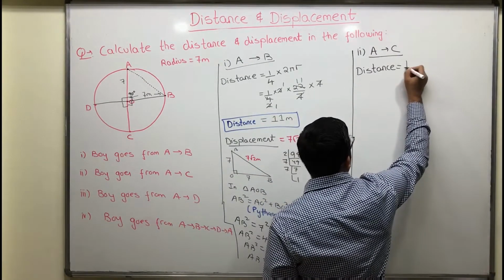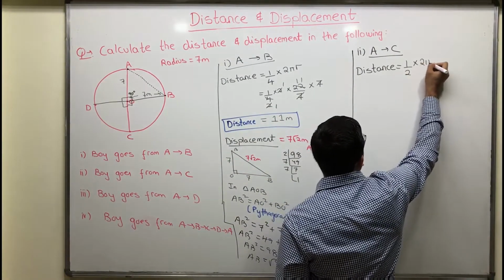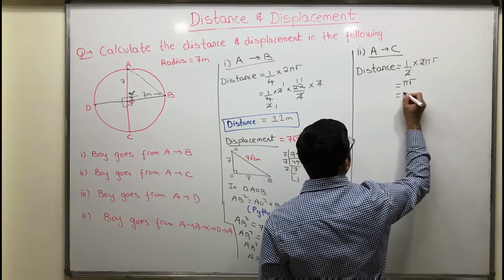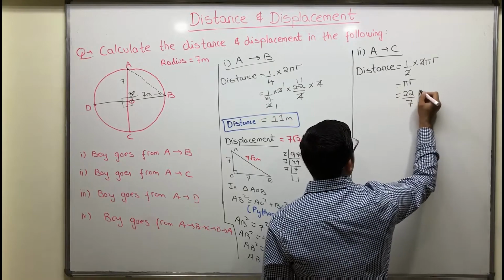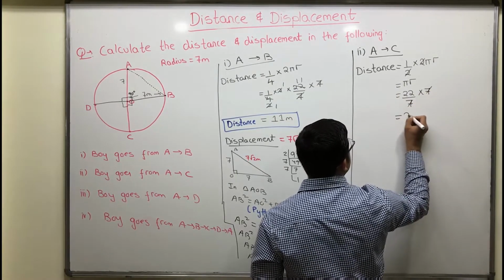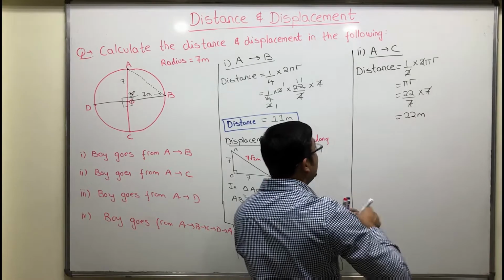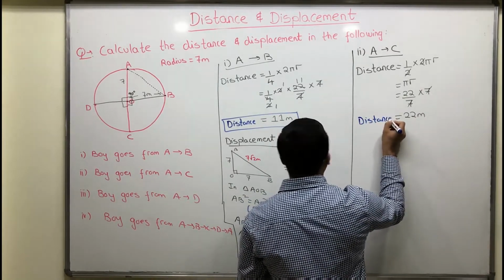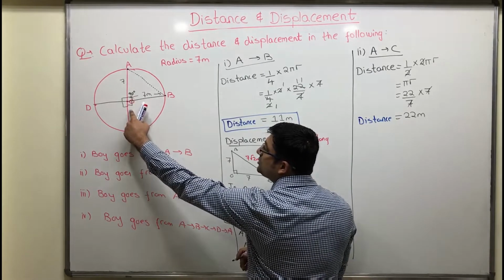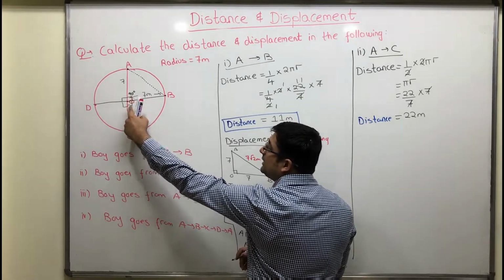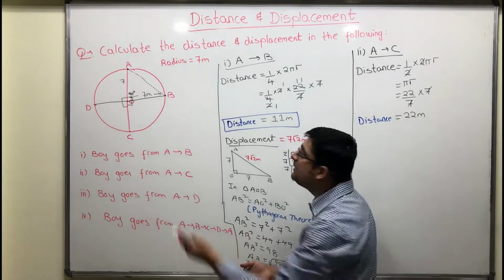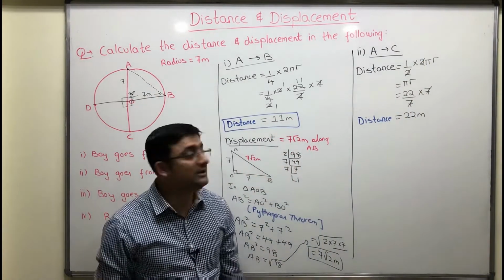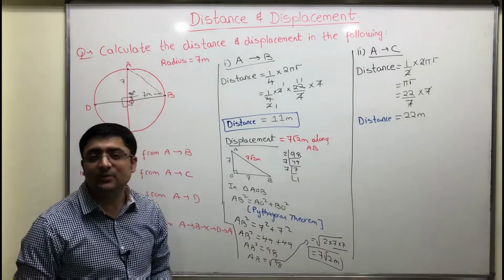That means half of length of circle 2 pi r. So 2 and 2 cancel. We get this as pi r. Plug in the values 22 by 7 into radius 7. So distance is 22 meters. As simple as that. I repeat guys, how did I come to know it is 180 degrees? See, if this is 90, this is also 90. So this whole angle is 180. 180 degrees means half of a complete angle. So half a circle. Hence half into 2 pi r. So we get 22 meters. So distance from A to C is 22 meters.